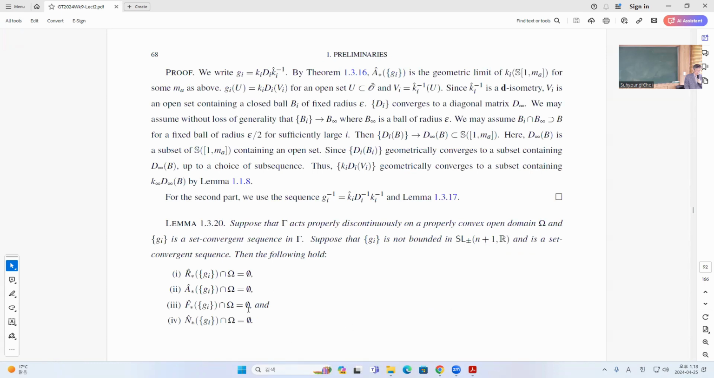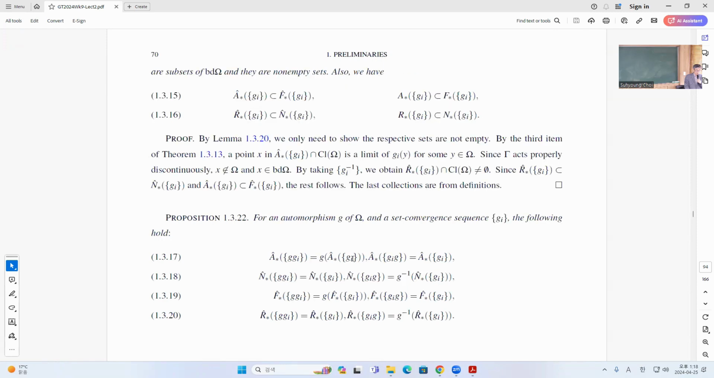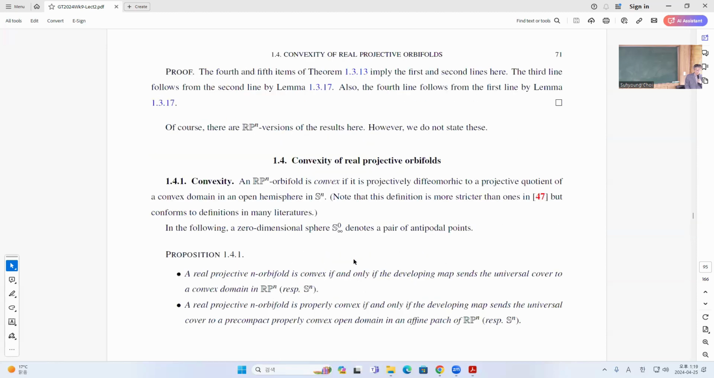And also I can prove that these sets are described from omega, but their intersection with the closure is always in the boundary. Okay, and so on. Okay, so that's all. Yeah, so please read through it. I cannot really explain too much due to time, and so I will go to the convexity of projective fiel 4.1.